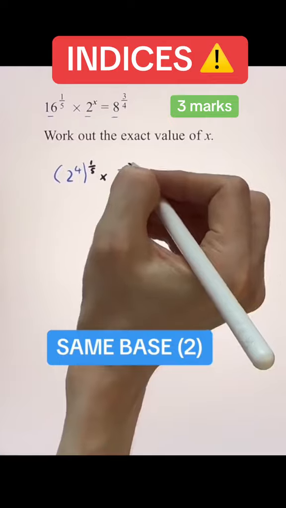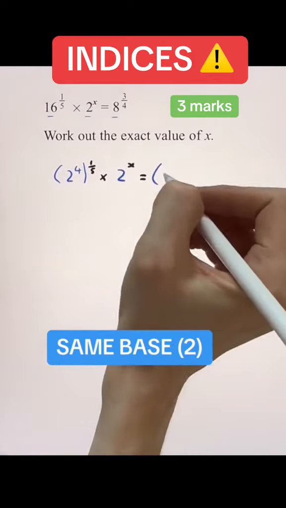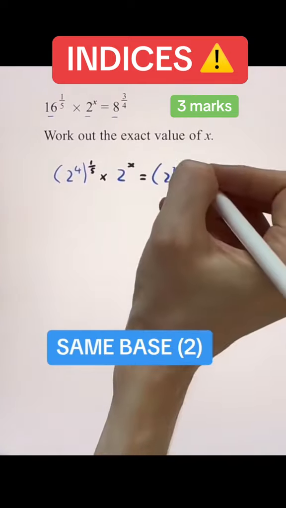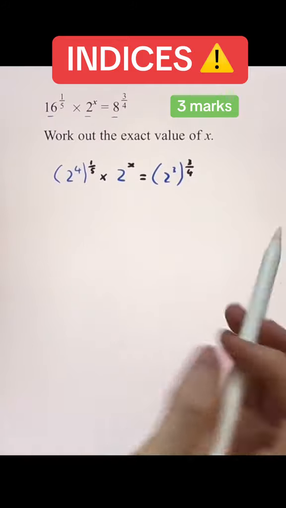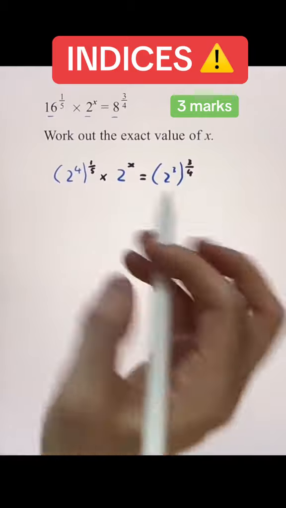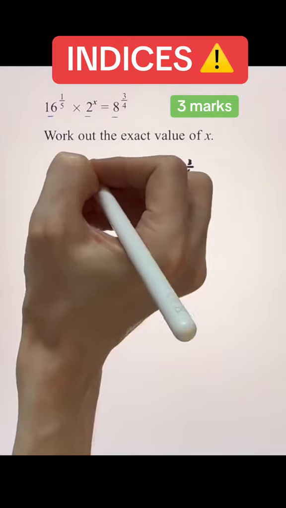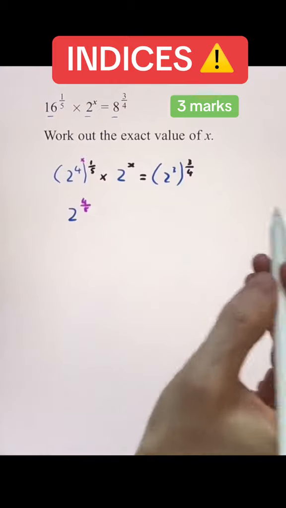And on the right hand side, I can rewrite 8 as a base of 2 as being 2 to the power 3, as 2 cubed is 8, and that's still raised to the power 3/4. Applying our laws of indices now, when we've got a power raised to a power, we know we keep the base the same and we multiply our powers. In this case, 4 times a fifth will give us 4/5. We're still multiplying by 2 to the power x.